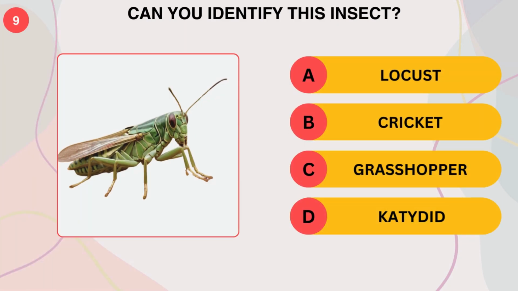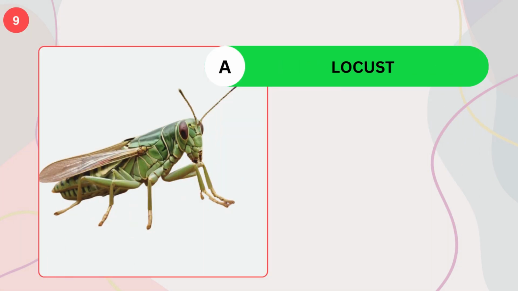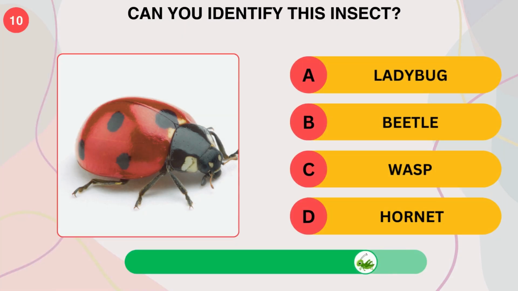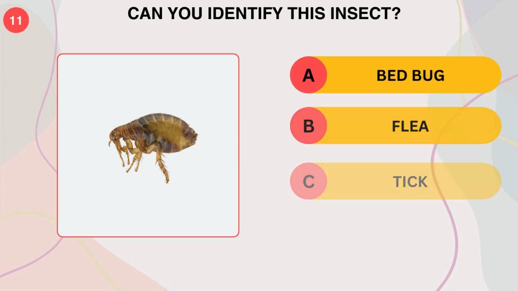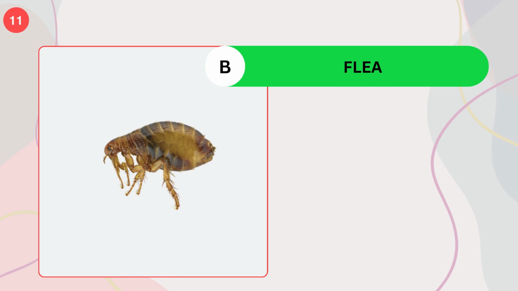Can you name this insect? Locust. Identify the insect in this picture. Ladybug. What insect is depicted here? It's a flea.